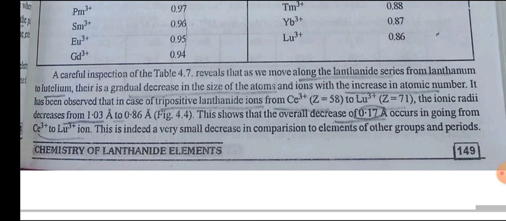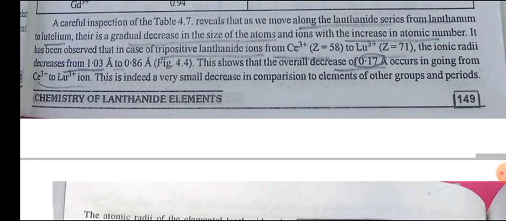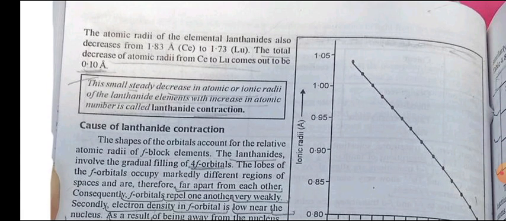This is indeed a very small decrease in comparison to elements of other groups and periods. The atomic radii of the elemental lanthanides also decrease from 1.83 angstrom to 1.73 angstrom. The total decrease of atomic radii from Ce to Lu comes out to be 0.10 angstrom. This small steady decrease in atomic or ionic radii of lanthanoid elements with increase in atomic number is called lanthanoid contraction.